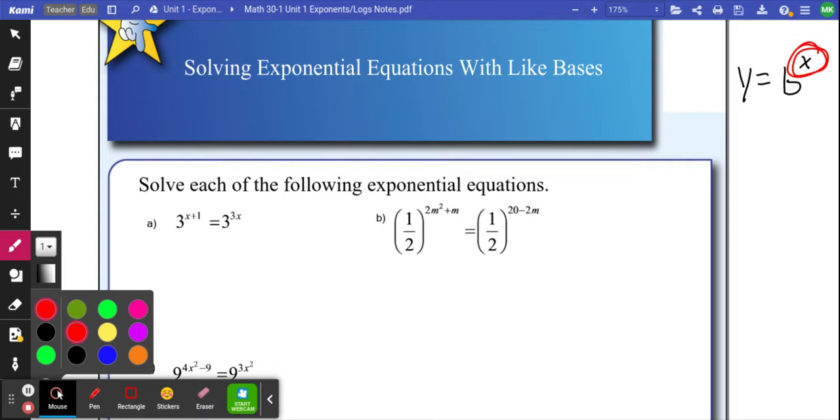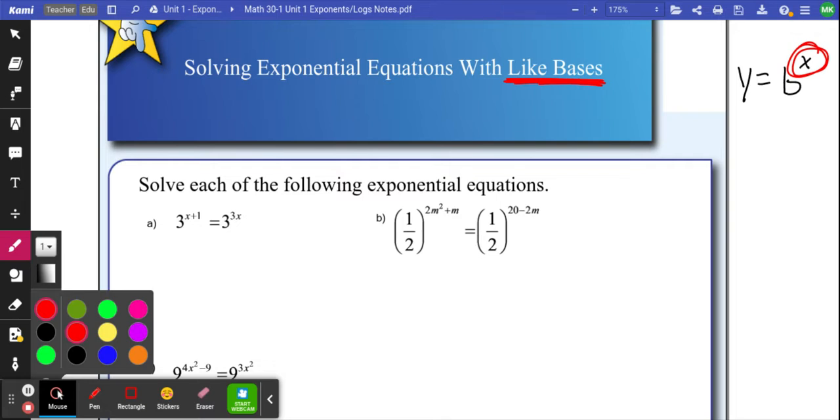What we're going to do today is try to solve equations when x is in the exponent. We're going to have two strategies for that. The first one is called like bases. It's usually the easier one, but it only works in the perfect situation. So here's how like bases work.